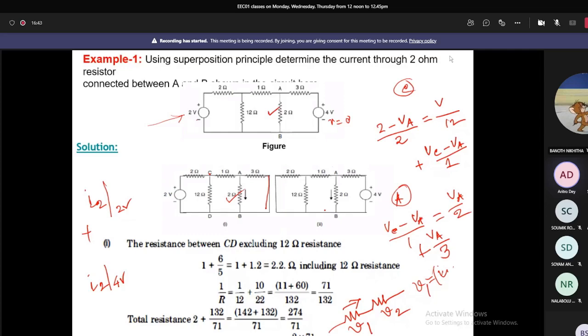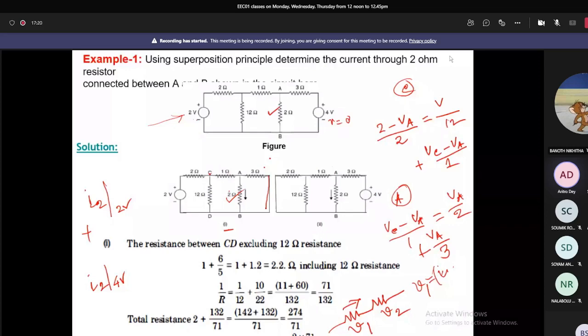Otherwise, you can calculate the overall current by eliminating the parallel path. The 2 ohm and 3 ohm are in parallel, so you can write it as 6 by 5. Then 6 by 5 plus 1 is 11 by 5, and then 11 by 5 and 12 are again in parallel. In that way you can find the effective resistance, and then you do the branching of the current. You can calculate by the branching principle, and then ultimately you can find the current through this, IAB. This is one approach.